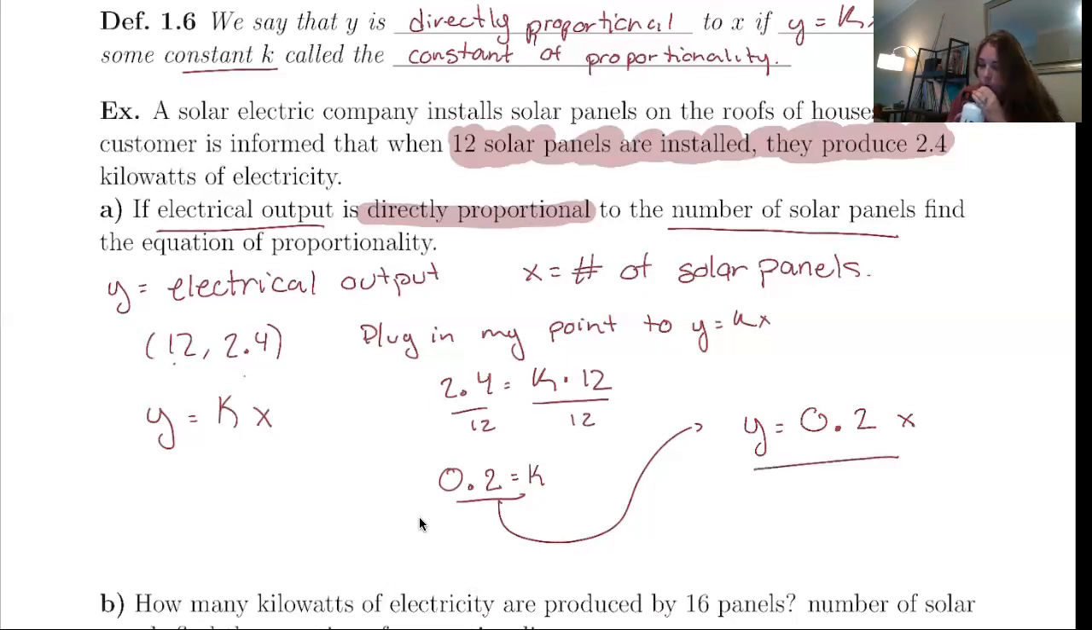So I don't need 2 points. I'm kind of already told what my y-intercept is. It's 0. So I'm secretly given that 0, 0 is a point. Okay? Does that make sense?